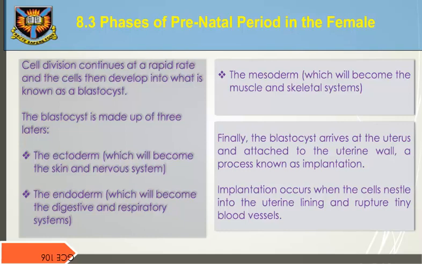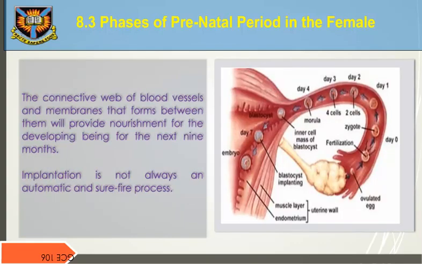Finally, the blastocyst arrives at the uterus and attaches to the uterine wall, a process known as implantation. Implantation occurs when the cell nestles into the uterine lining and ruptures tiny blood vessels. The connection web of blood vessels and membranes that forms between them will provide nourishment for the developing being for the next 9 months. Implantation is not always an automatic and surefire process.